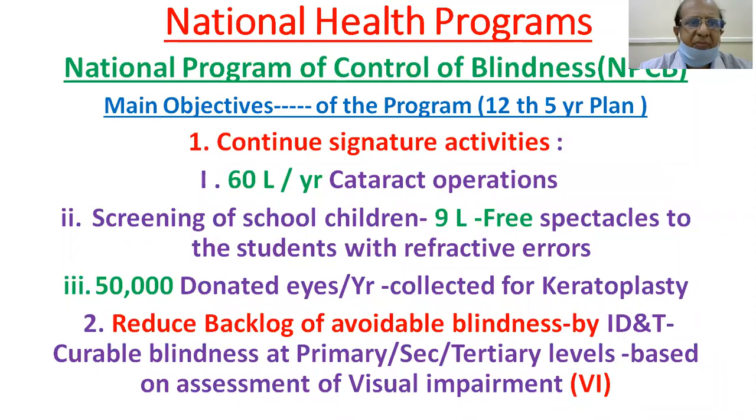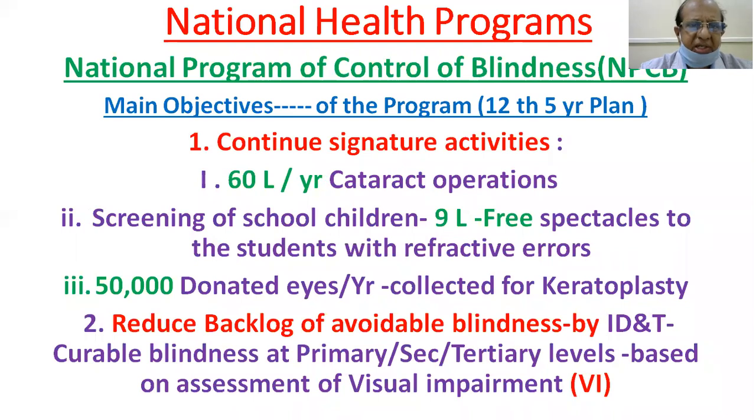National Program of Control of Blindness. Main objectives of the program are in the 12th 5-year plan. One is to continue signature activities. So signature activities are defined and on paper. Number 1 is cataract. Number 2 is free spectacles. Number 3 is donated eyes.